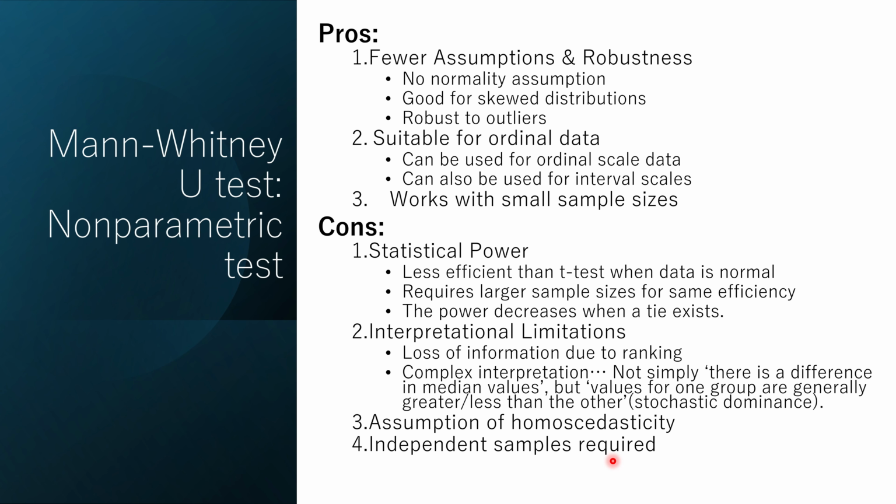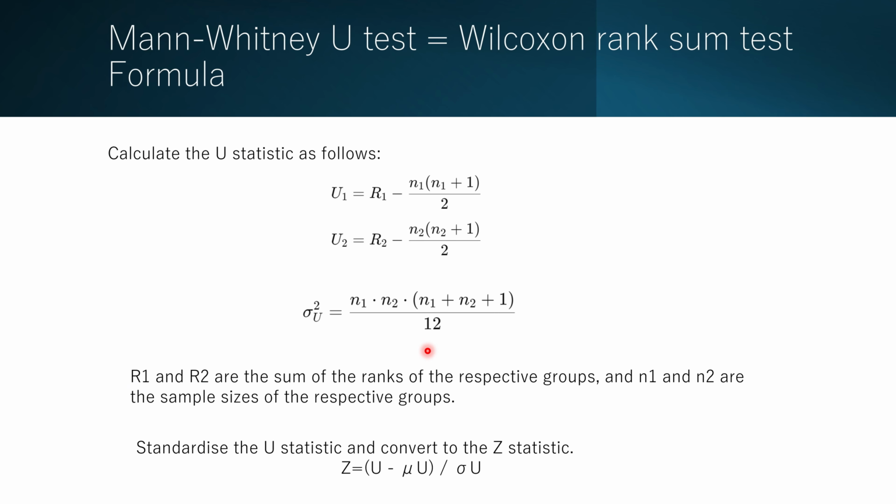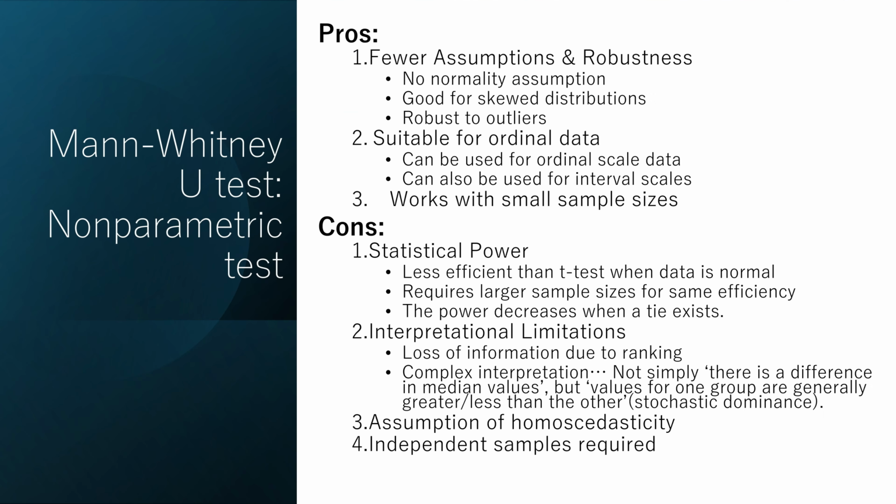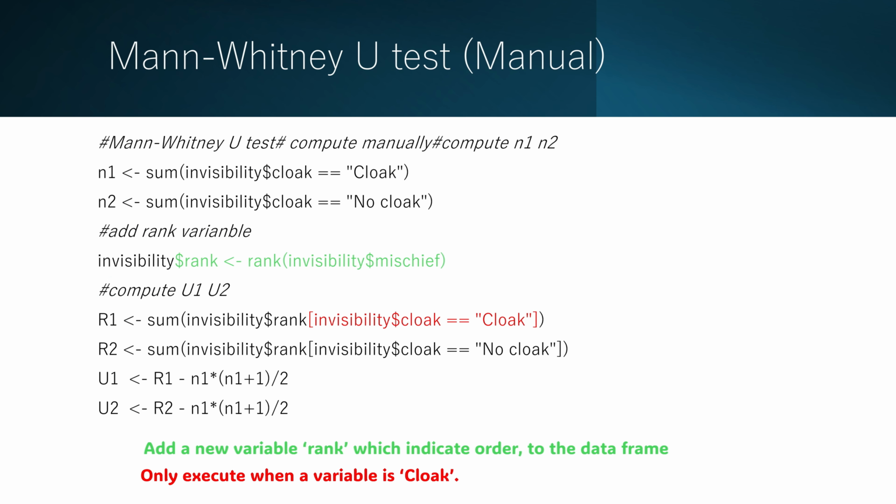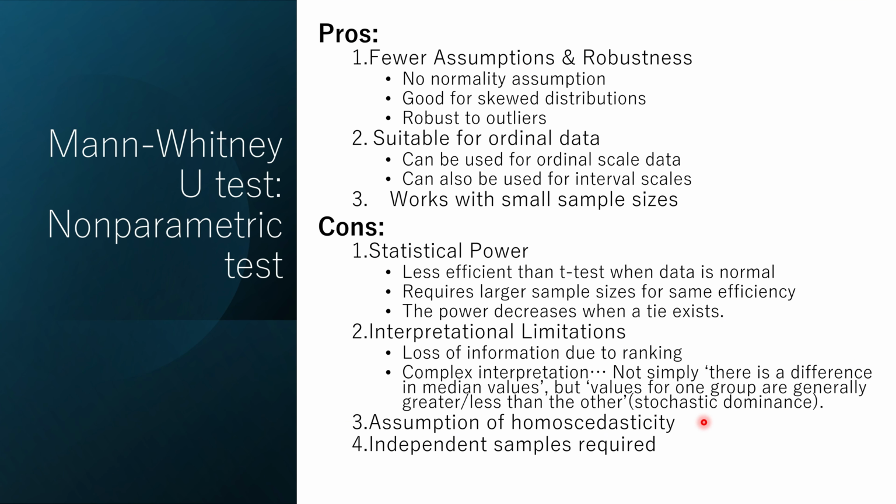So, in other words, the result isn't a simple difference in means. We rank the dataset one by one, so the means information is lost. But we can get whether one group is generally greater or less than the other. We can assess that kind of difference.